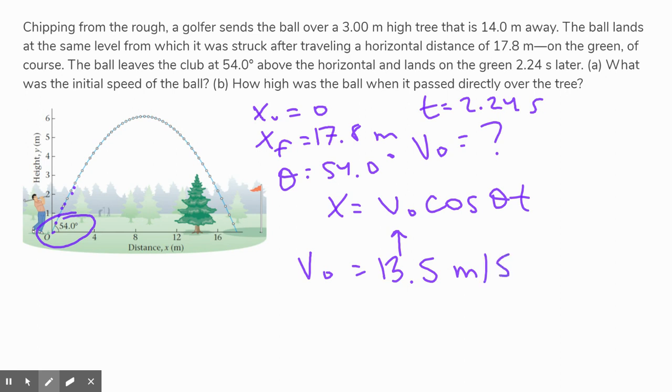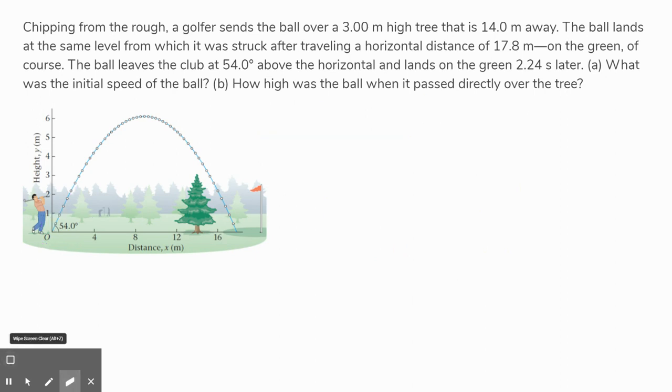Not too bad. Okay, so for part B, we want to know how high the ball was when it passed directly over the tree. So y'all go ahead and give that a try yourselves and hit play when you think you've got it, or if you're not sure what to do, just keep listening.